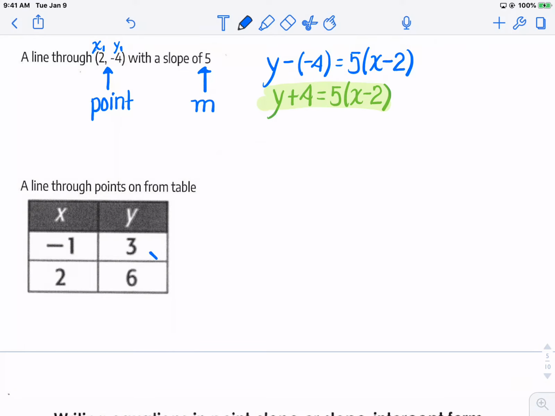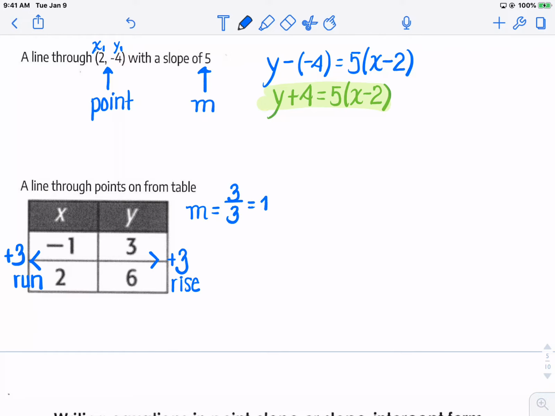All right, the next one. Oh, I see a data table. A data table means that in order to get my rate of change or slope, I'm going to have to do a little bit of work. I see my data table increasing by 3, which is my rise. And then when I come over to my x's, from -1 up to 2, count on your fingers, that's also an increase of 3 for my run.